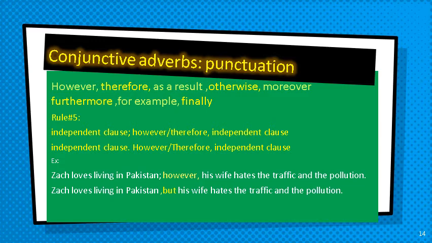Or you can say we have replaced a conjunctive adverb with but. We can also write a conjunctive adverb in this way: if the independent clause comes first and you have ended it with a full stop, and you need to begin the next independent clause with a conjunctive adverb, then you need to put a comma after the conjunctive adverb.